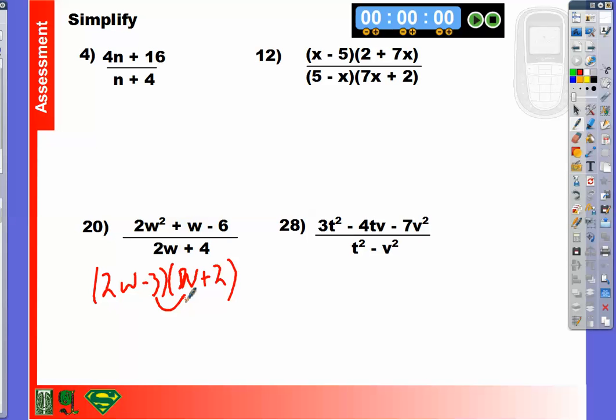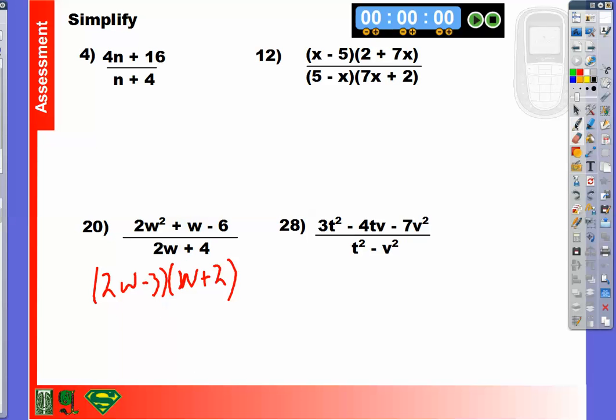So we're going to say negative 3 times w. What's negative 3 times w? Negative 3w. 2w times 2 is? 4w. So 4w minus 3w is? w. Okay, so it does work out. So I'm going to erase my double checking. Okay, make sure this looks like a w.